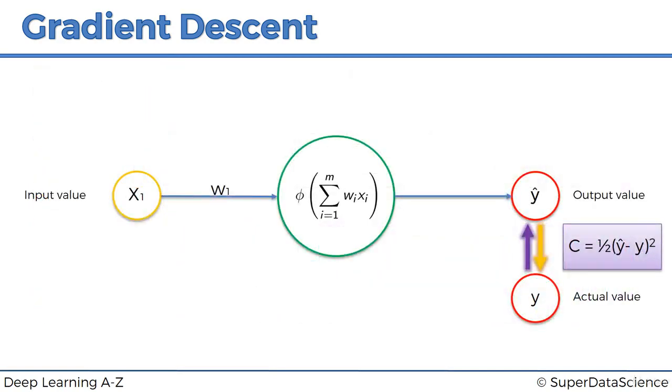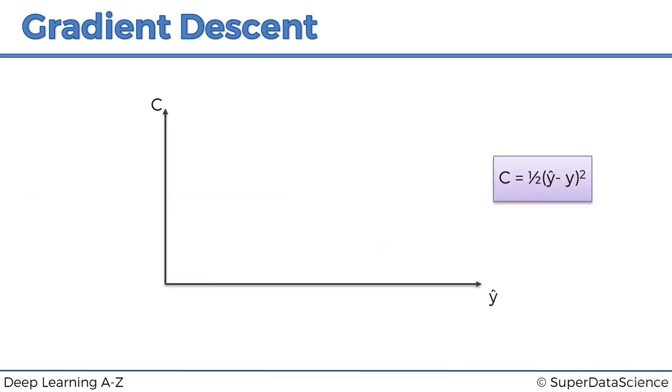This is our very simple version of a neural network, a perceptron or a single layer feed-forward neural network. And what we can see here is this whole process in action, where we've got some input value, then we've got a weight, then an activation function is applied, we get y hat, and then we compare it to the actual value, and we calculate the cost function. So how can we minimize the cost function? What can we do about it?